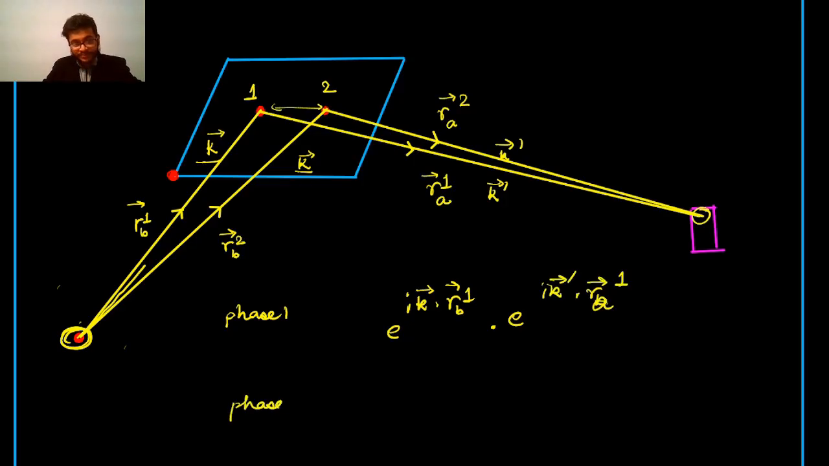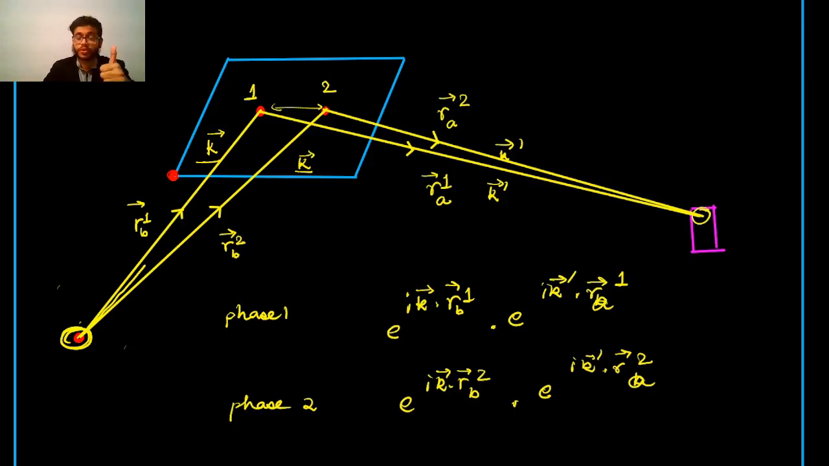And what will be the phase of 2? e to the power i k dot ra1 into e to the power i k prime, oh sorry, there is a mistake, rb2, e to the power i k prime dot ra2. So this will be the phase. Now we want to see what is the phase difference. If the phase difference is a multiple of 2 pi, then it is constructive. If it is an odd multiple of pi, then it's destructive.